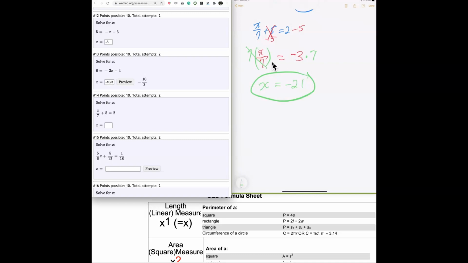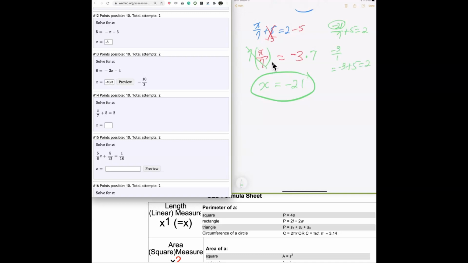And if we plug negative 21 over 7 plus 5, that should be equal to 2, right? So that's what we should get. This is our x value, and the x value is a negative number, so we just have to put that in there. So we can reduce this. 21 is divisible by 7. Negative 21 divided by 7 is negative 3 over 1, which is equal to negative 3 plus 5.